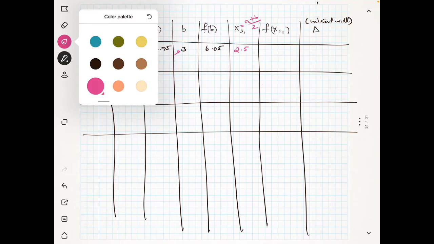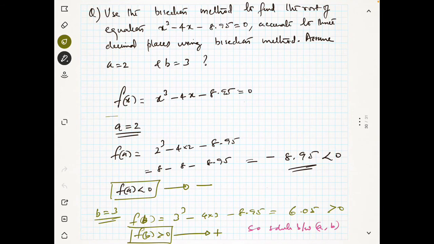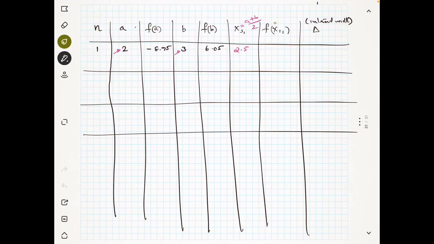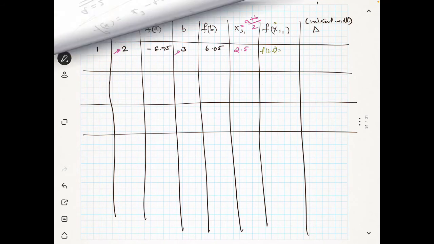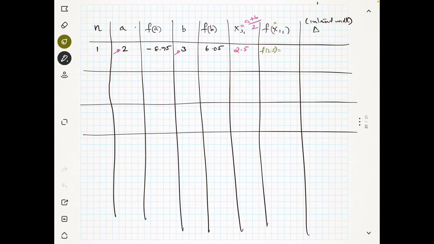Now we will find f of xs1. What is f of xs1? You will use this equation, which is your f of x. You put in xs1, the value of xs1 is 2.5, so you put f of 2.5. And what is the answer that you get? It is minus 3.25. So you will get this.